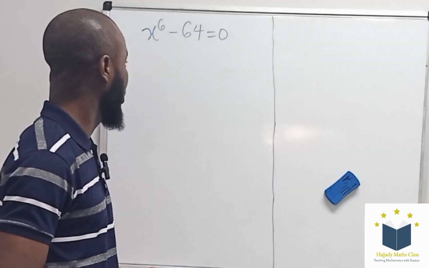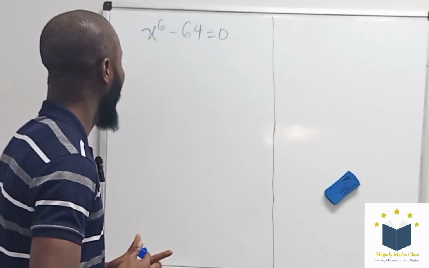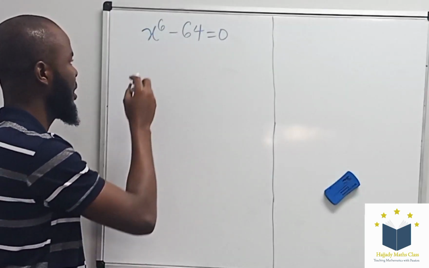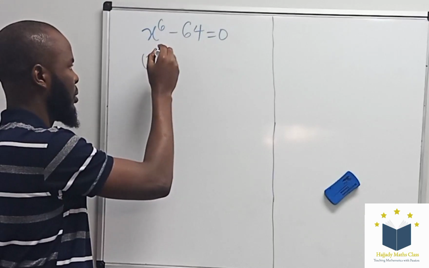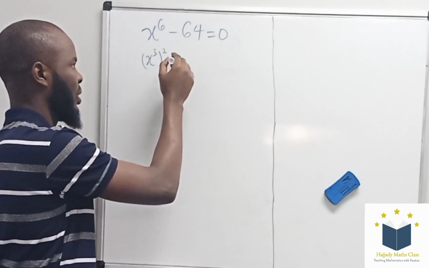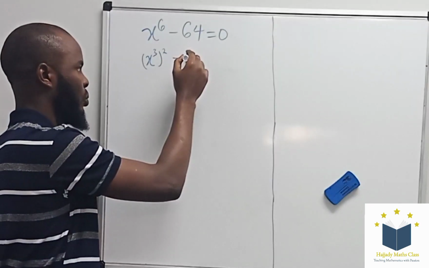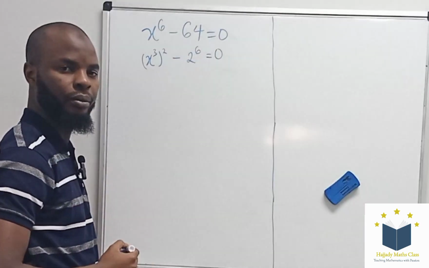Welcome back. Today we'll be simplifying this equation. Now to do this, we have x to the power of 6 written in this form, x to the power of 3, 2. Multiplying all the powers is still the same. Minus 64, which is 2 to the power of 6, equals 0.